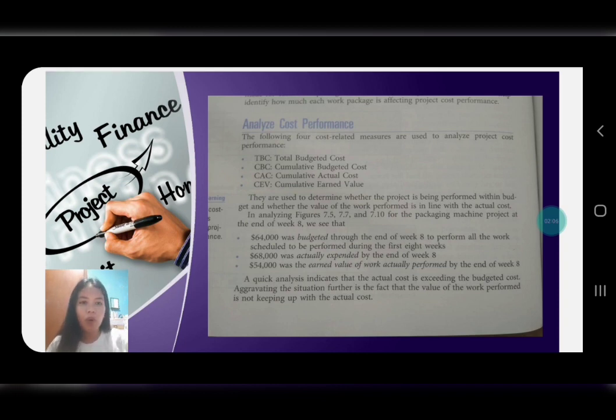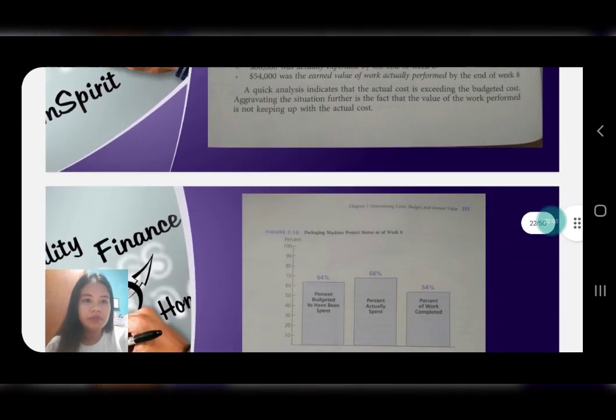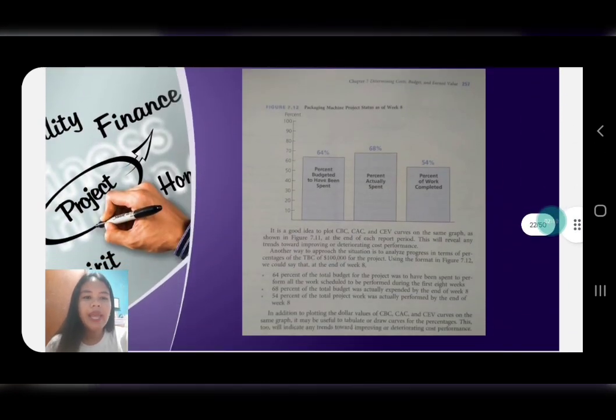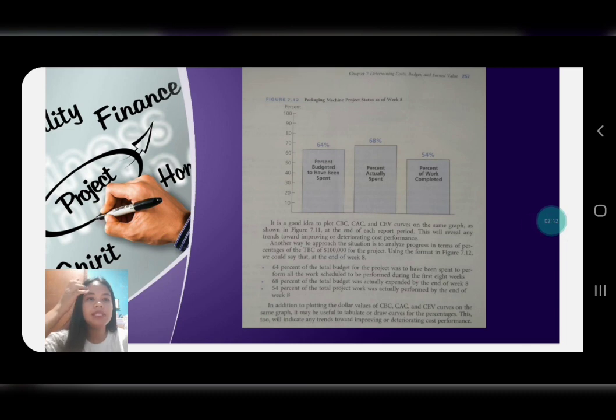So in here we have a graph. This is an example of a bar graph. It's more like the percentage of the packaging. The idea is really to plot the CBC, CAC, and CEV curves in the same graph, as shown in this figure.